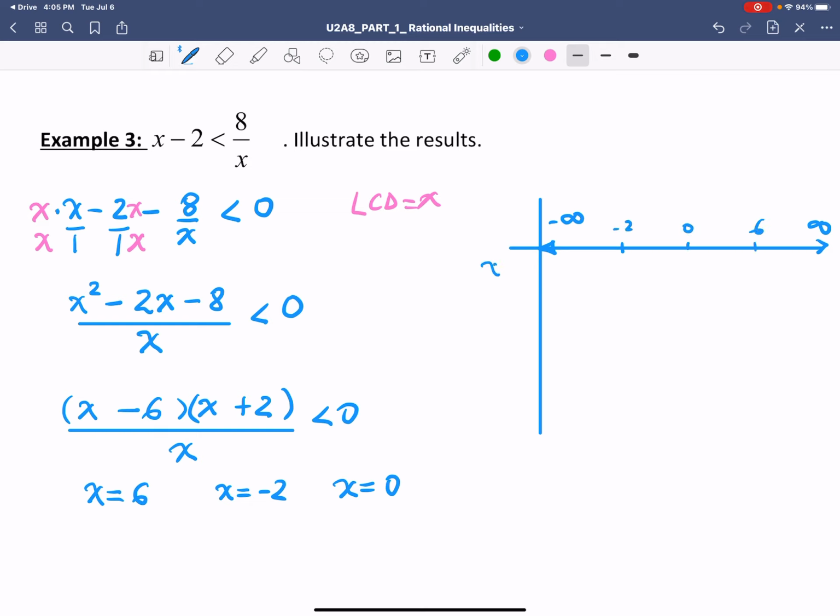Down here, I will write the sign of the whole rational expression, which is x minus 6, x plus 2 over x. So here we go again. We're going to say that the zero of the numerator, which is x minus 6 here, makes the rational expression 0. And this one is in the numerator, so it will make the rational expression 0. X is in the denominator, so it will make the rational expression undefined.